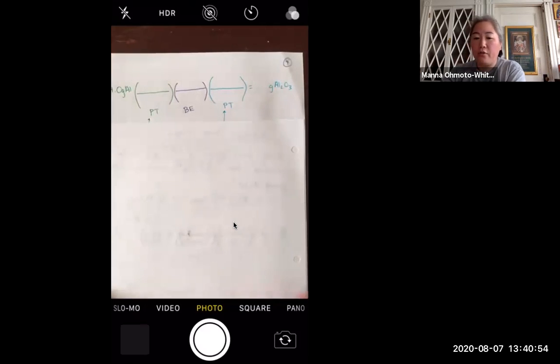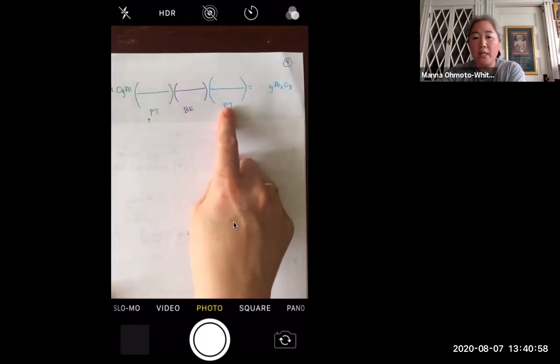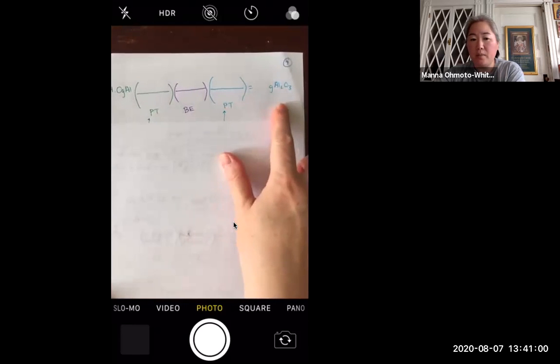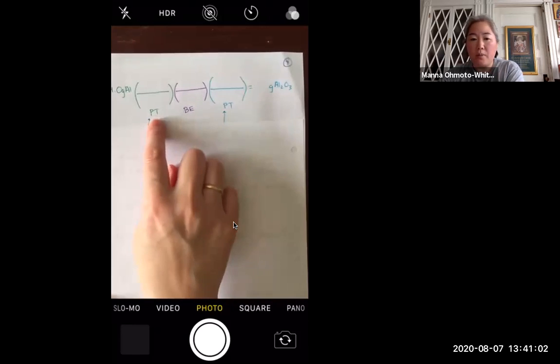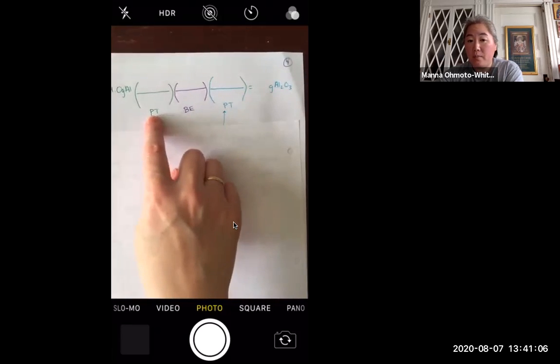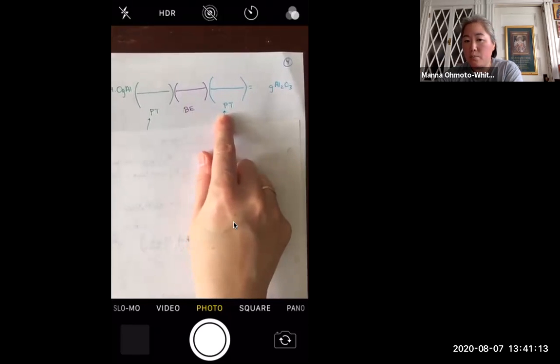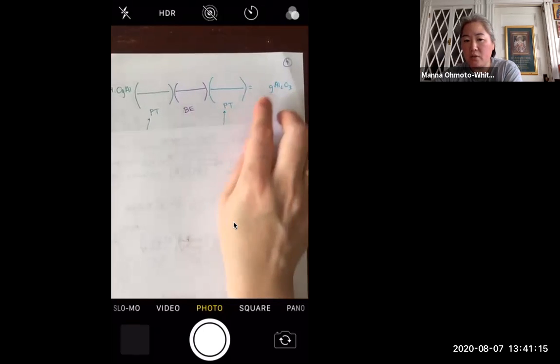So I have my 34 grams of aluminum is what I'm given. I know I'm going to have 3 parentheses to get to grams of aluminum oxide. First one's from the periodic table, and it's going to be for aluminum. Second parentheses, balanced equation, coefficients from my balanced equation. And third parentheses, periodic table for the molar mass of aluminum oxide.